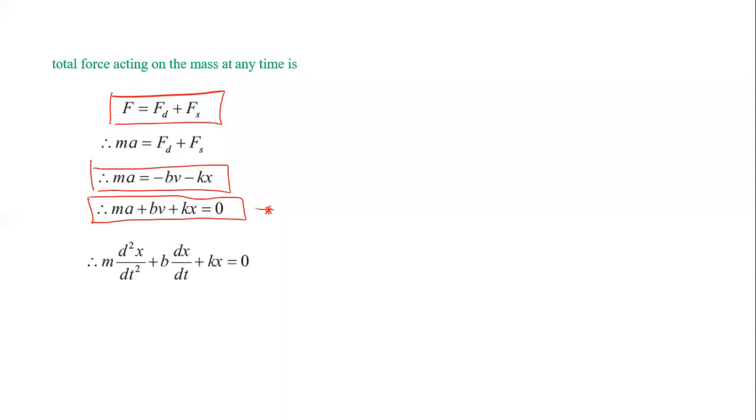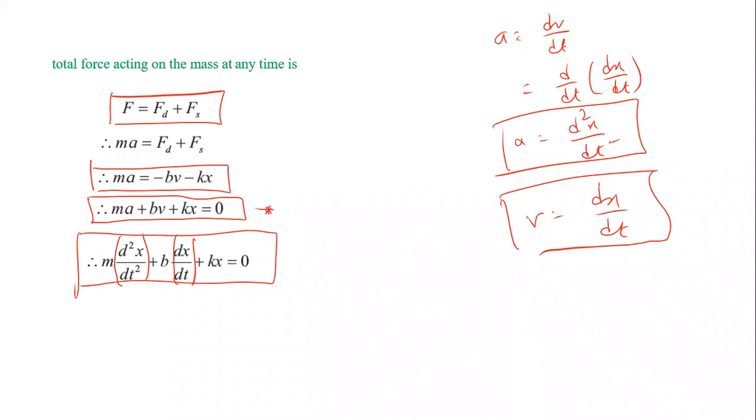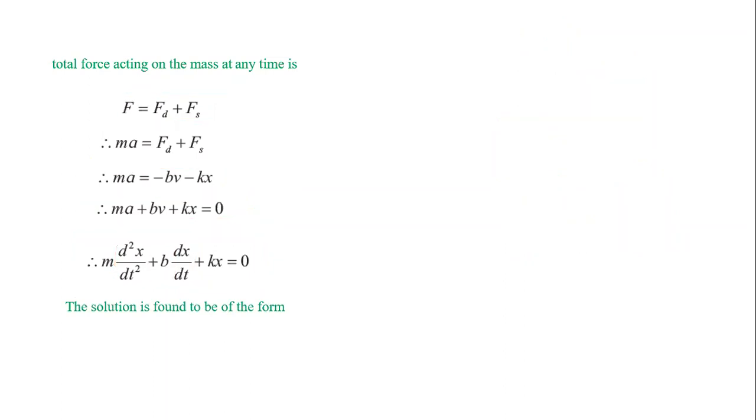So acceleration we can write like this. You know that a is equal to dv by dt. Then d by dt as it is. v is what? dx by dt. So acceleration we can write as d square x by dt square. This is acceleration. You know that velocity is dx by dt, so we substitute here. This is the acceleration and this is velocity. Then we get this equation, and this is the differential equation of damping motion.